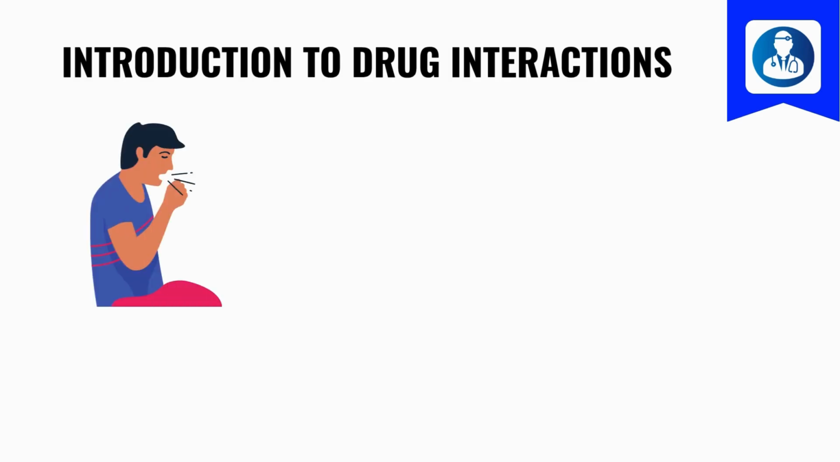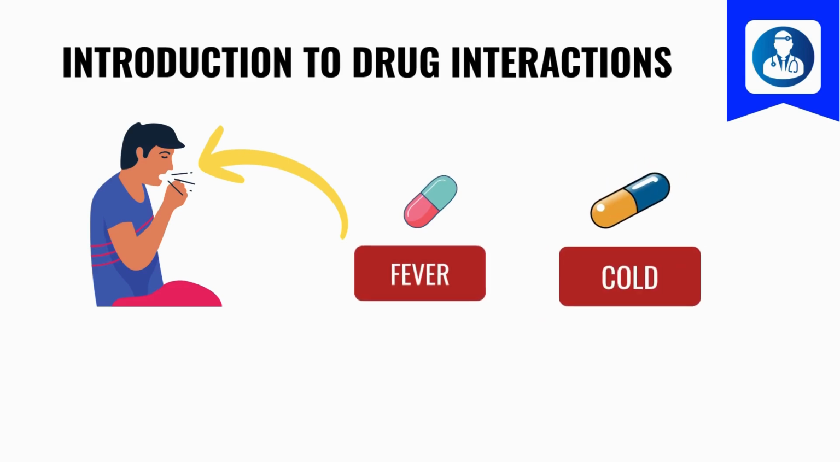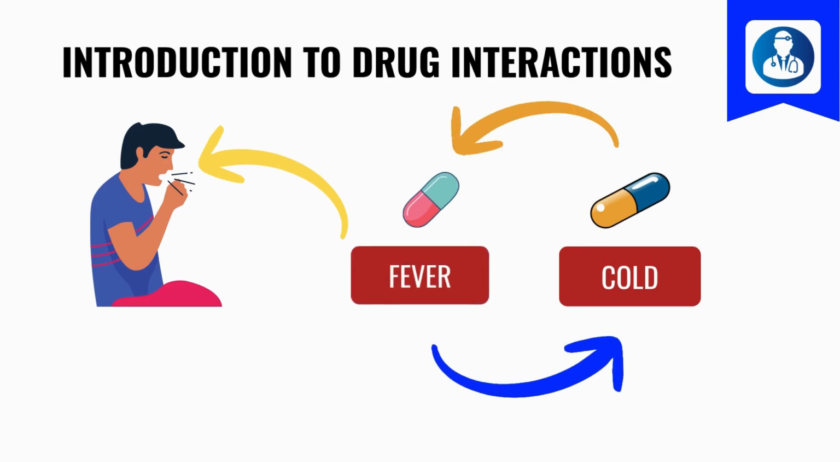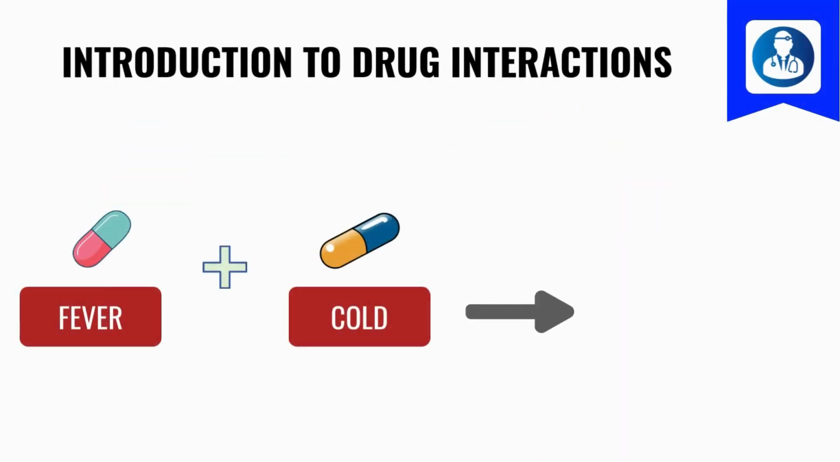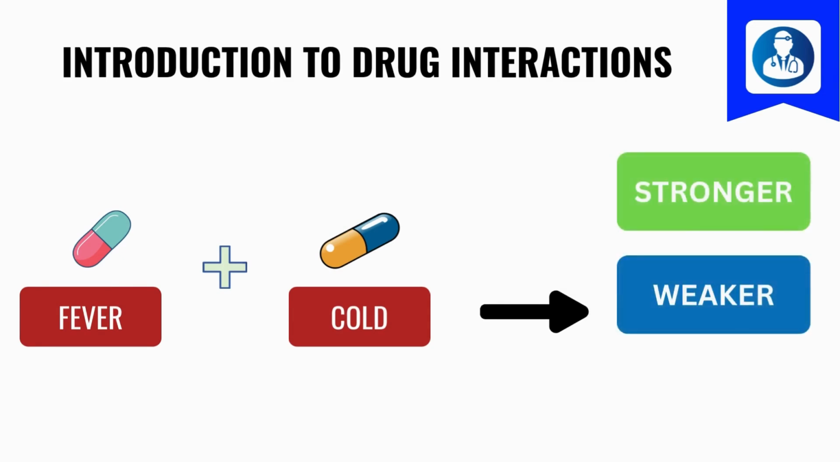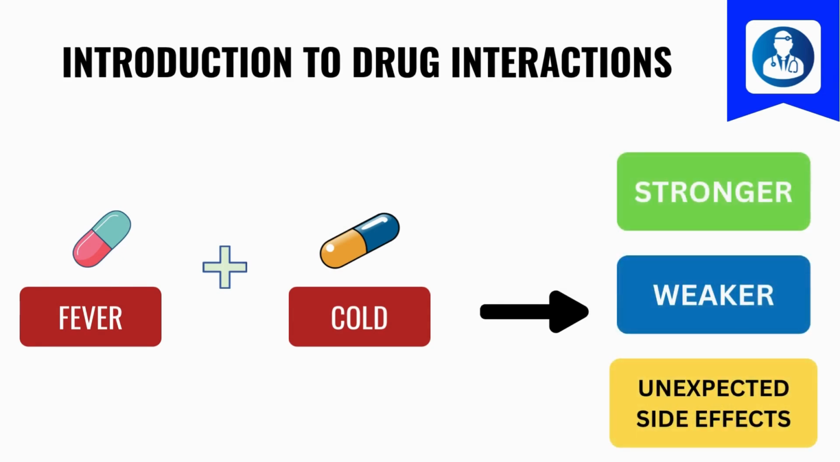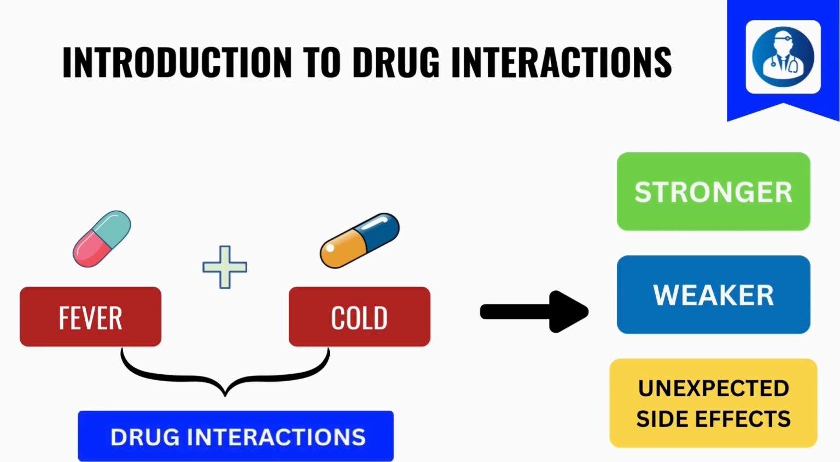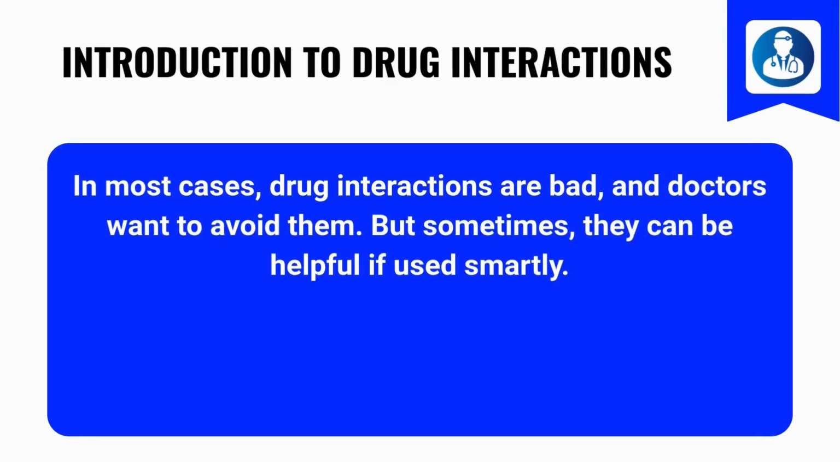Imagine you take one medicine for fever and then take another medicine for cold. These substances can mix inside your body and change how the fever medicine works. It might work too strongly, too weakly, or cause a weird side effect. This reaction between two substances is what we call a drug interaction. In most cases, drug interactions are bad, and doctors want to avoid them. But sometimes, they can be helpful if used smartly.